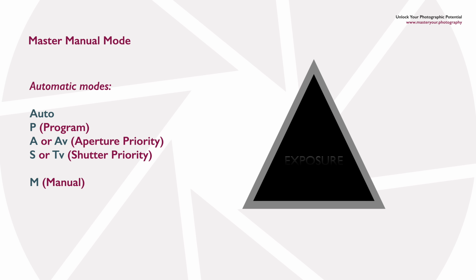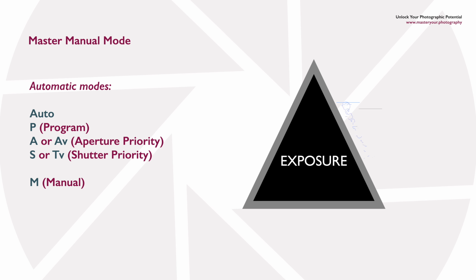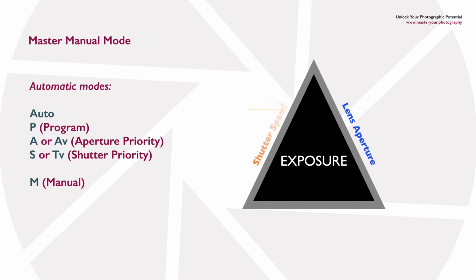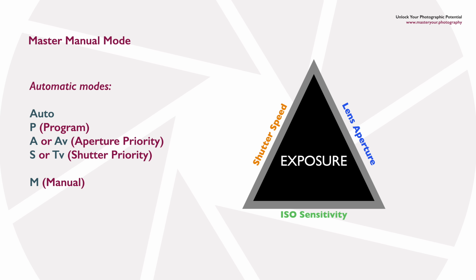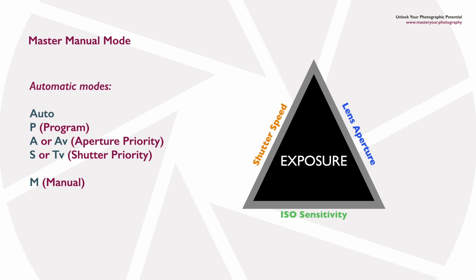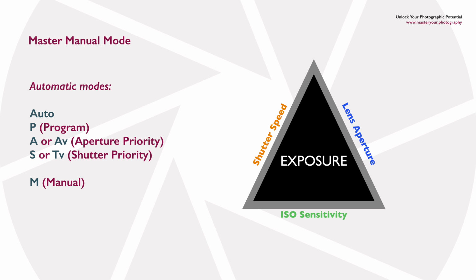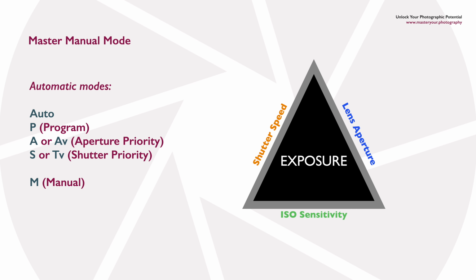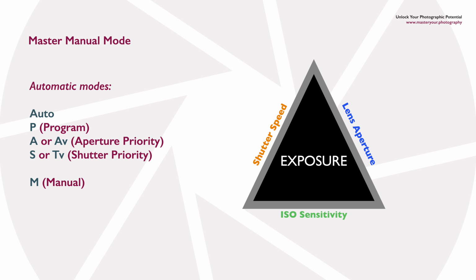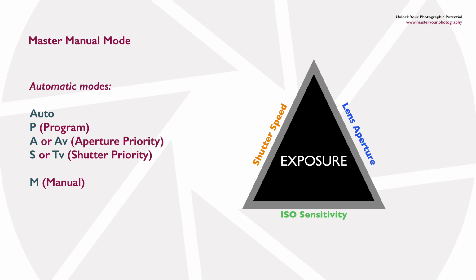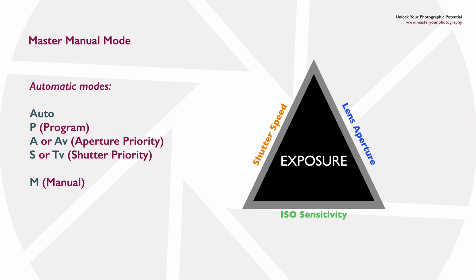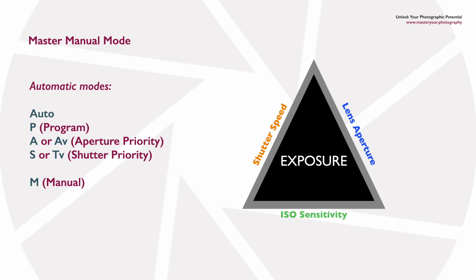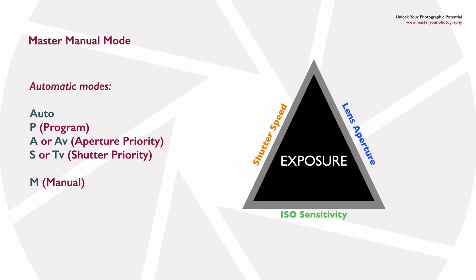All of these modes, that's automatic and manual, are based on the exposure triangle. That is, there are three variables that we can change: the shutter speed, the lens aperture and the ISO sensitivity, and the combination of these three settings give us our exposure. Now, in the automatic modes, the camera is making all the decisions, or some of the decisions, depending on which mode you're using, and in manual mode you're going to be making all the decisions yourself.